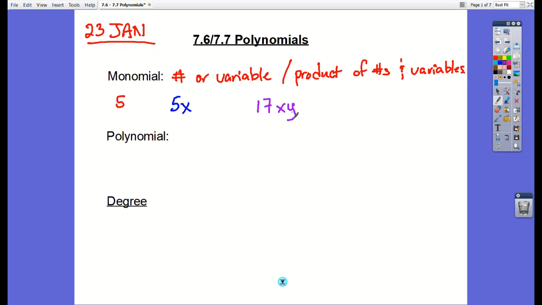So mono means, this prefix means one. What is the prefix, everybody? What does poly mean? Many, right? So really it's just going to mean we have many monomials. So what's this going to be? This is going to be the sum or difference of monomials.